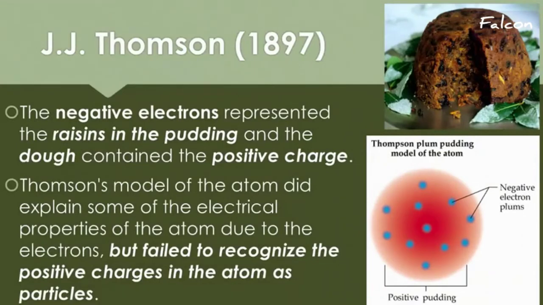The negative electrons represented the raisins in his plum pudding model, and it contained a positive charge, the dough of it. So Thomson's model of the atom did explain some of the electrical properties of the atom due to the electrons, but failed to recognize the positive charges in the atoms as particles. So again, just that doughy area ends up being that positive section, and then we have these electrons that are just kind of stuck everywhere within it. The word atom represents something that is neutral, and so now that we have charges, this is still considered neutral because the positive and the negative still will balance each other out.